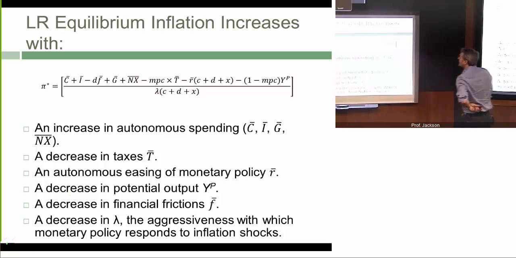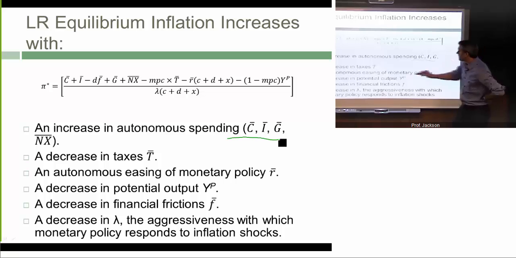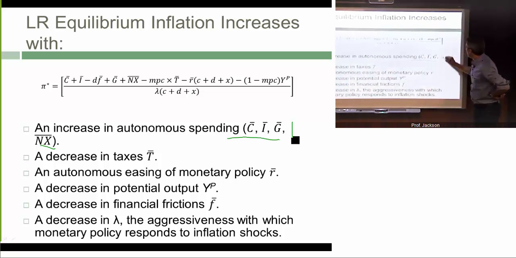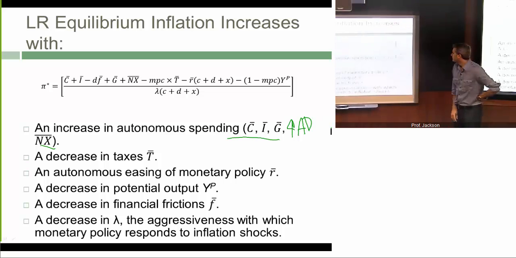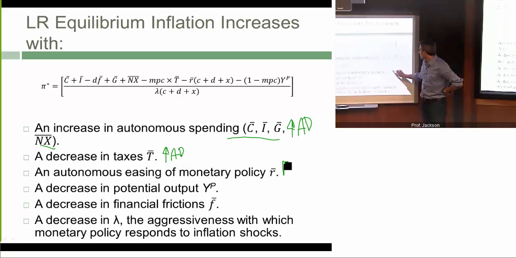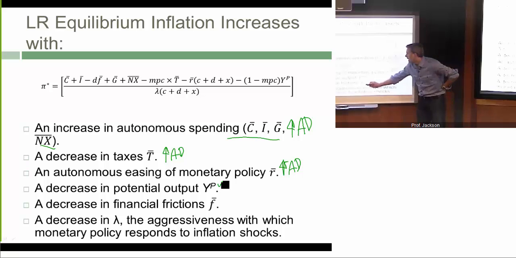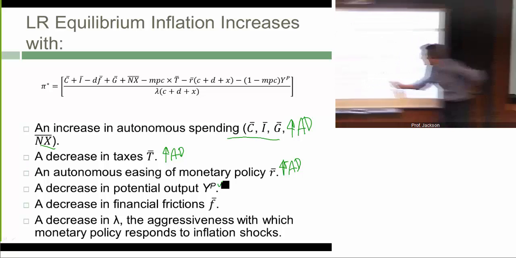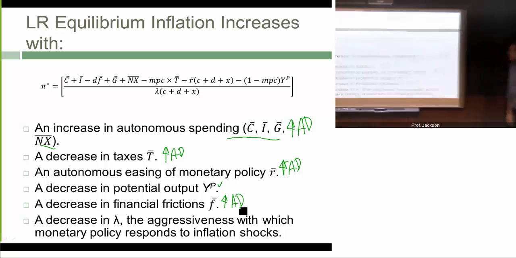Well, we can increase long-run equilibrium inflation with an increase in autonomous spending. So again, there's the other piece over there, you'll see. What that means is that that's going to result in an increase in aggregate demand. Likewise, a decline in taxes, T-bar, also increases aggregate demand. An autonomous easing of monetary policy also increases aggregate demand. A decrease in potential output, we'll see what that looks like here in just a second. A decrease in financial frictions, F-bar, again, that's going to lead to an increase in aggregate demand.